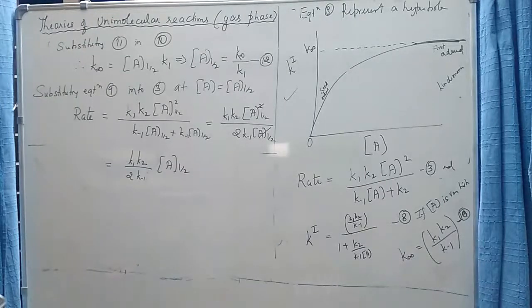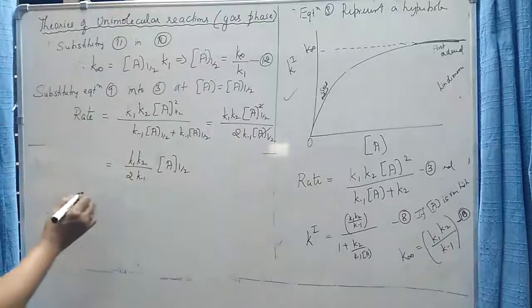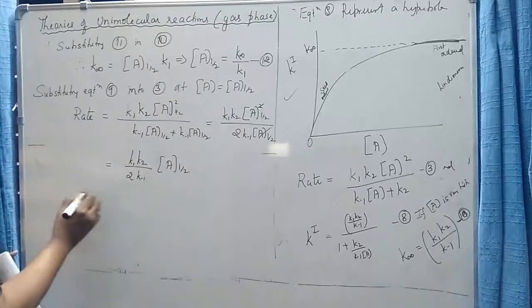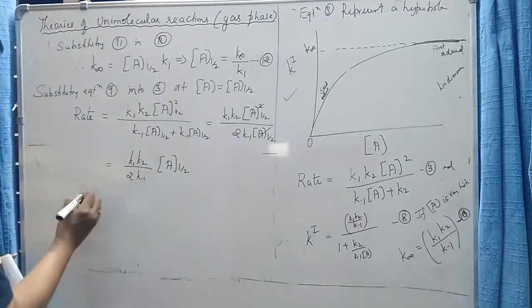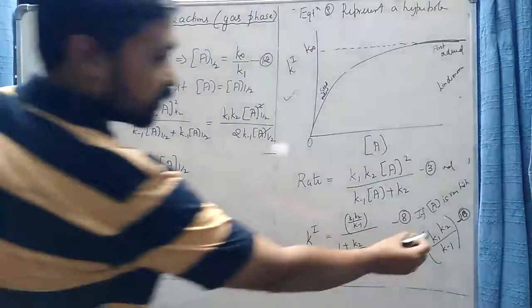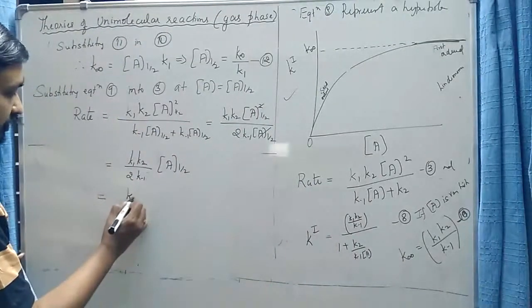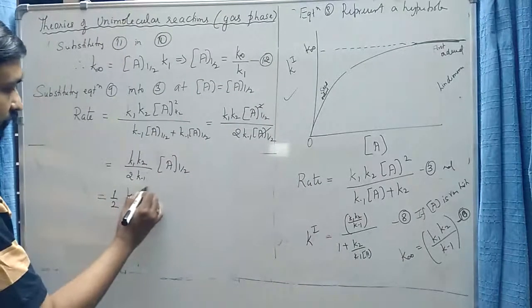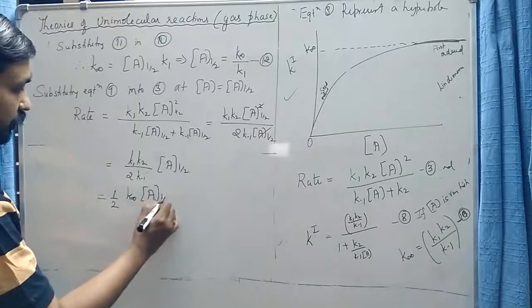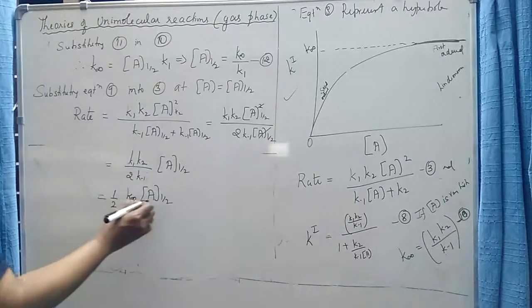Okay, concentration of a half. What is k1 into k2 divided by k minus 1? K1 into k2 divided by k minus 1 is nothing but k infinity. So this is half of k infinity into a half, half into k infinity into a half.